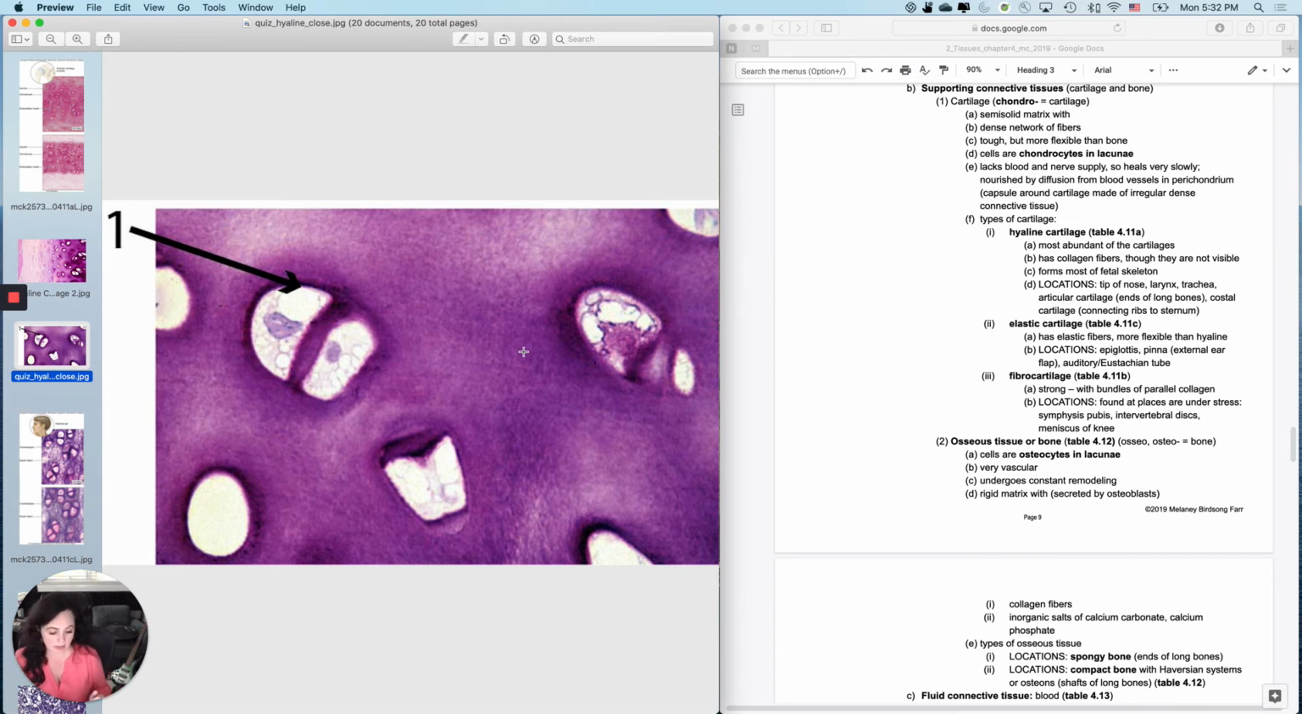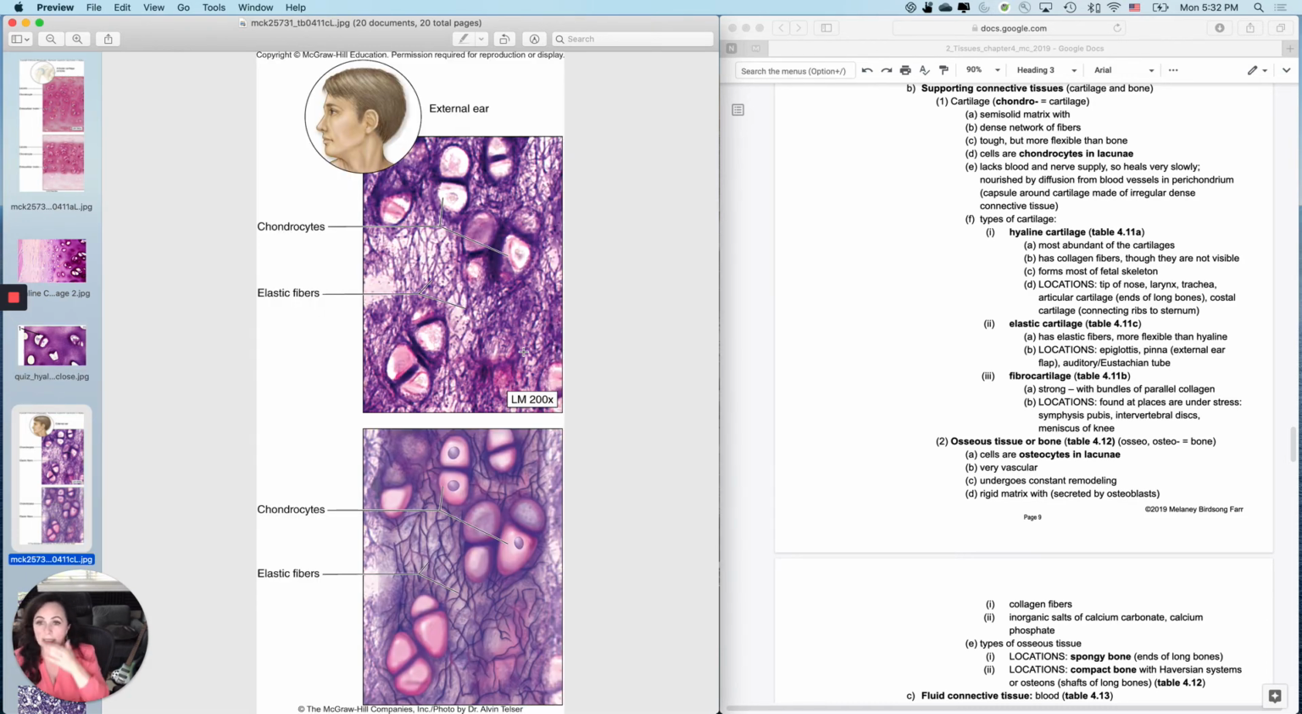Okay, so let's look at the other two types of cartilage. The next type of cartilage has visible elastic fibers in the matrix and the frames, the lacuna around the cells. Notice that the fibers tend to be dark and thin, which tells you that they're probably going to be elastic fibers. And the cells have nice bright frames around at least some of them. This is elastic cartilage. It's more flexible than hyaline. It's not as common as hyaline.